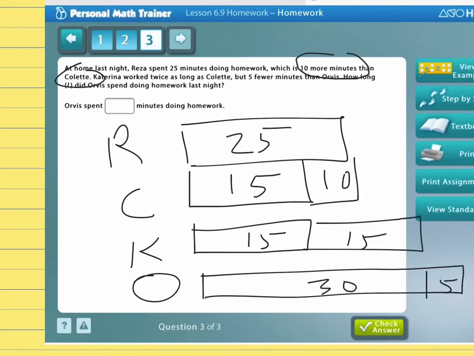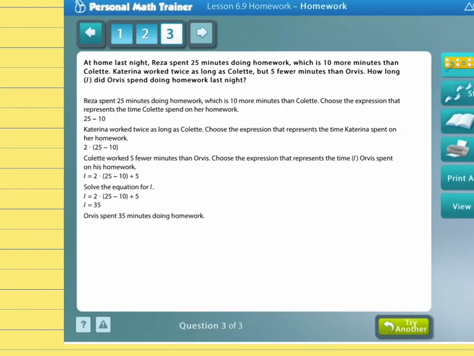If Katerina worked twice as long as Colette, right here, but 5 minutes fewer than Orvis, that means she's less than Orvis by 5, so Orvis should have worked 35 minutes. Let's check out Think Central's explanation. All right, there we go.